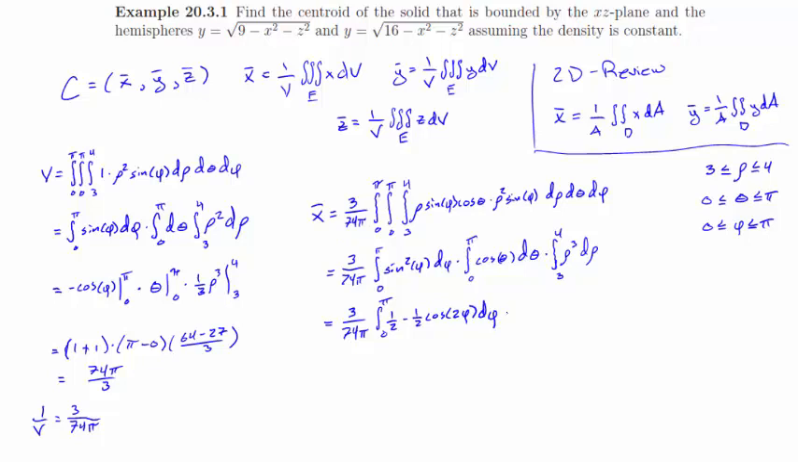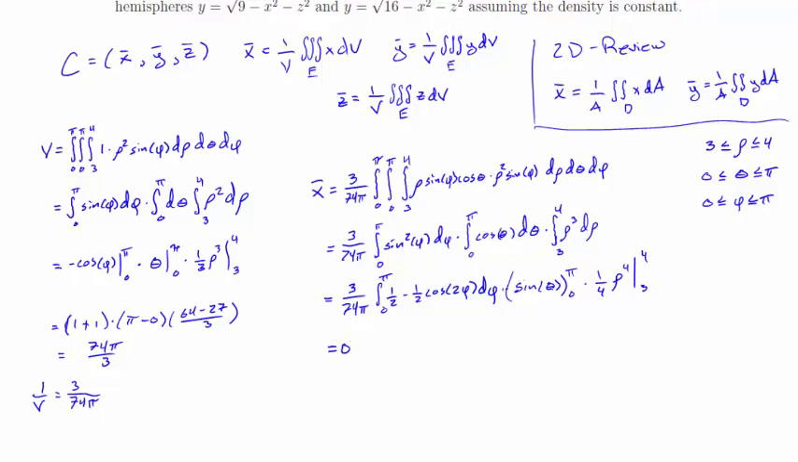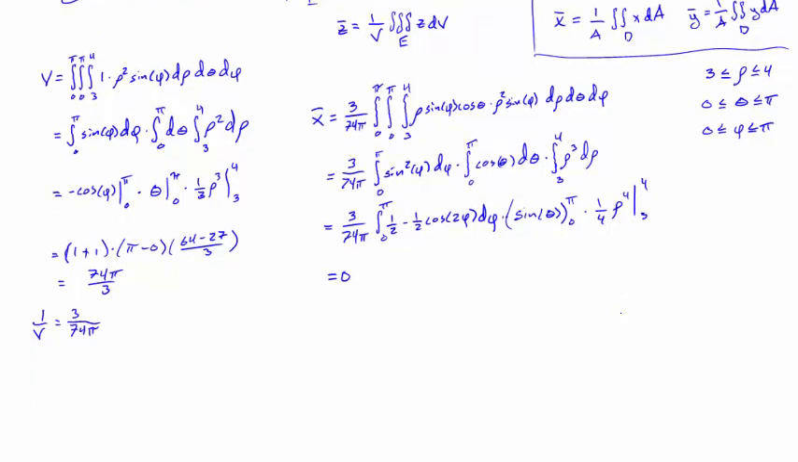and then times sine of theta evaluated from 0 to pi, and then times 1/4 rho to the 4th from 3 to 4, and this all equals 0. And that's because sine of pi is 0, sine of 0 is 0, so we're going to get a times 0 out of all of this. So we can just stop there and not worry about any more integration.